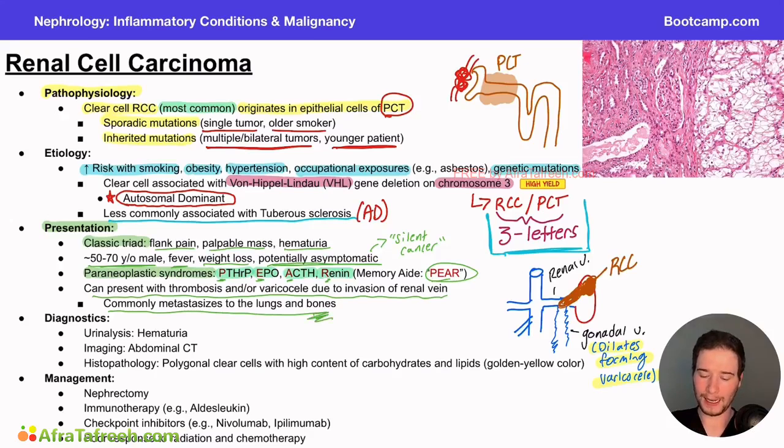Now, when we're looking at diagnostics here, we're going to start with some of our basic labs. One of the first ones we're going to get is going to be a urinalysis, which likely is going to show hematuria or red blood cells in the urine. But we can also get some imaging studies.